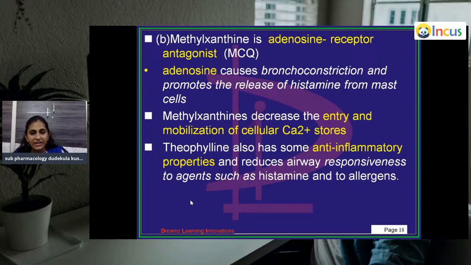Methylxanthine also decreases the entry and mobilization of cellular calcium stores in eosinophils and basophils. And theophylline also has some anti-inflammatory properties that reduce the airway responses to antigens. So it inhibits the release of histamine. It inhibits the entry of calcium into eosinophils and basophils. Further, it inhibits adenosine causing bronchoconstriction.